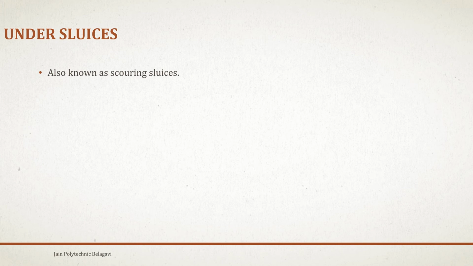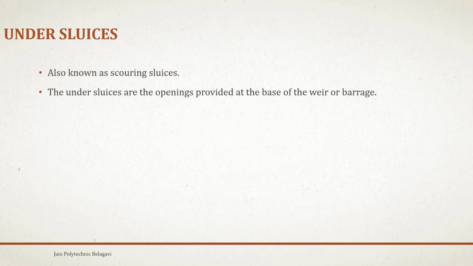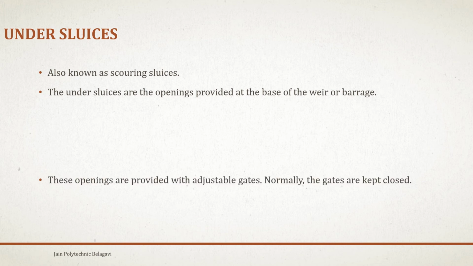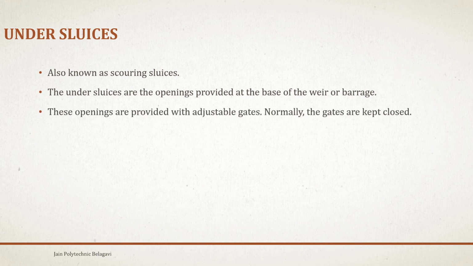These are also known as scouring sluices. The under sluices are the openings provided at the base of the weir or the barrage. These openings are provided with adjustable gates. Normally the gates are kept closed.